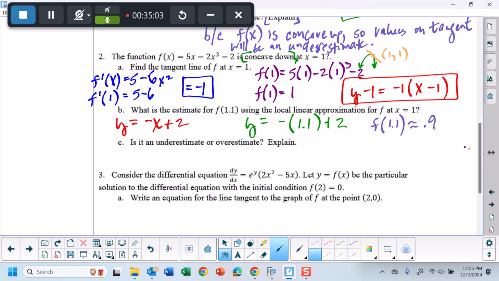0.9 using local linearity. I can use my input-output from my tangent. Because this is so super close to where I'm doing my x, I can go ahead and just use my tangent equation and say that that is an estimate. Is it an over or an underestimate?